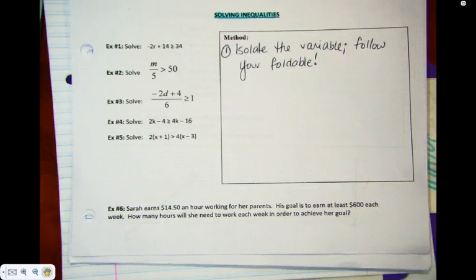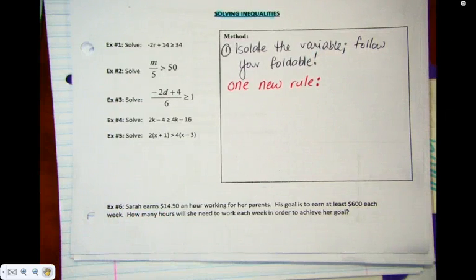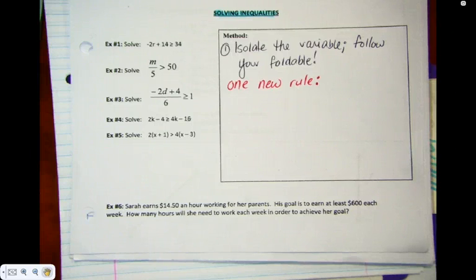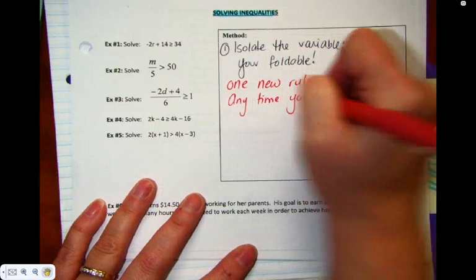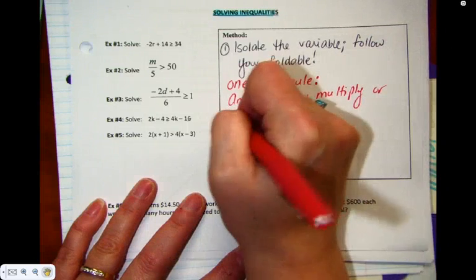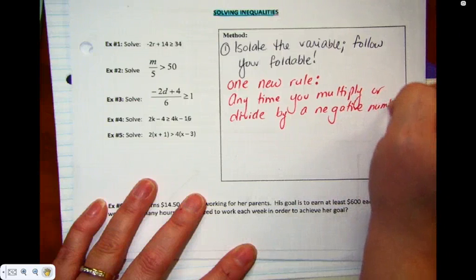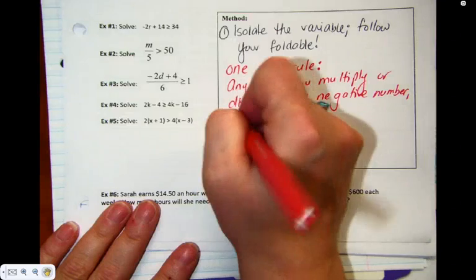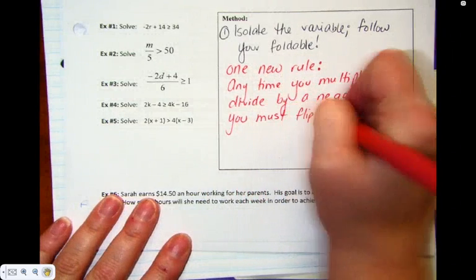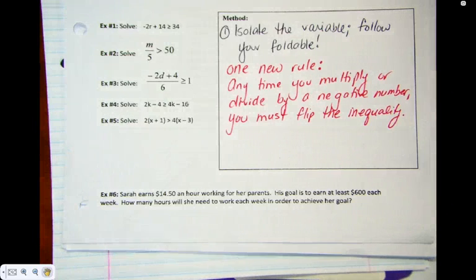There's one exception for inequalities, so I'm going to grab my red pen. One new rule, I guess I'll call it. There's really only the one step. It's really the same. There's just one little new rule with inequalities. Anytime you multiply or divide by a negative number, you must flip the inequality.